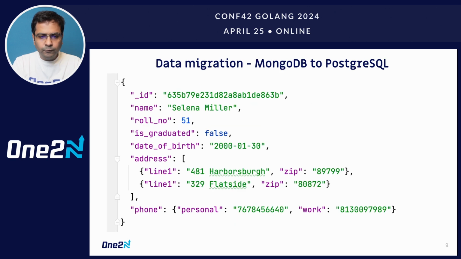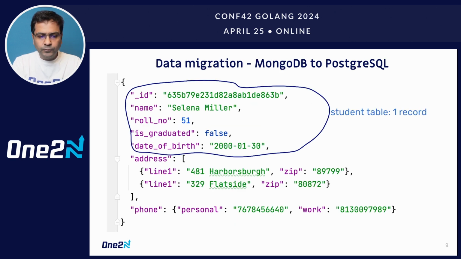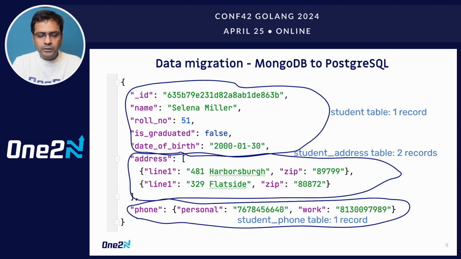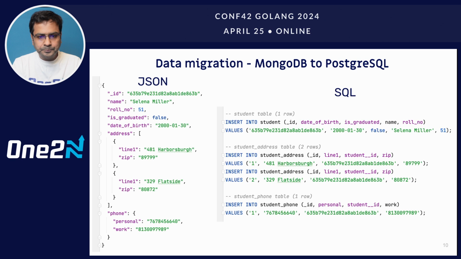So essentially, we are migrating data in this fashion. For a single Mongo document, we have one record in the student table in Postgres. For the address, which is a nested subdocument, we are going to create two records in the student address table. And of course, there will be a relationship between the student table and the student address table. And there is going to be a third table, the student phone table, which will have one record from the Mongo document. That's how we are going to migrate data from Mongo to Postgres.